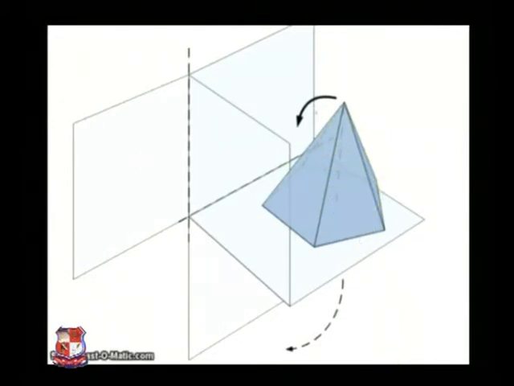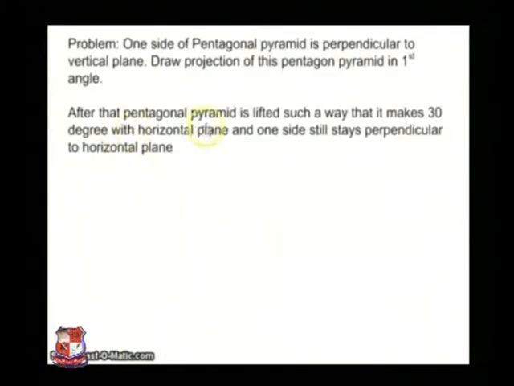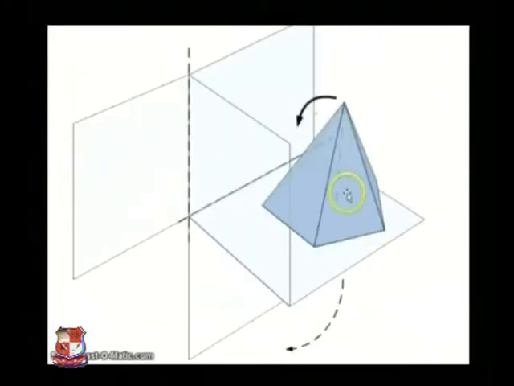If I go back here, after that the pentagon pyramid is lifted in such a way that it makes 30 degree with the horizontal plane and one side still stays perpendicular to the vertical plane. So if you hold this tip and lift this pentagon pyramid, you have to lift it from the top such that it makes 30 degree between the base and the horizontal plane. So that's the second part of the problem.